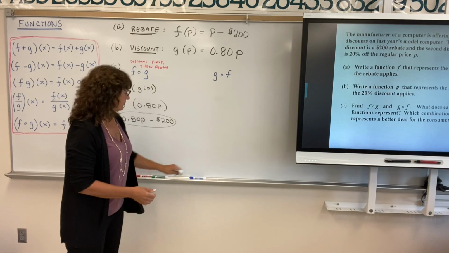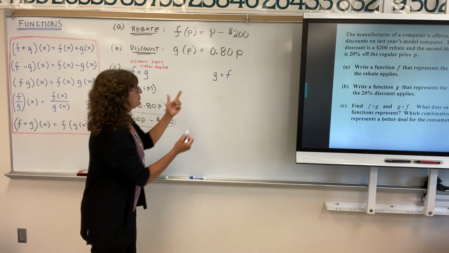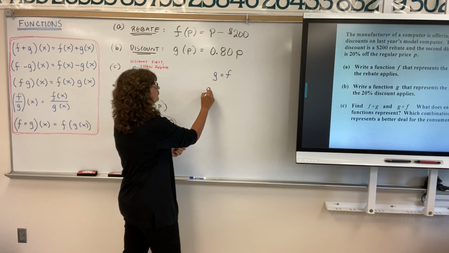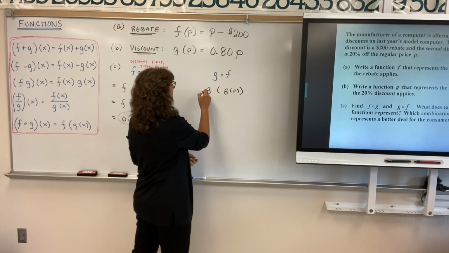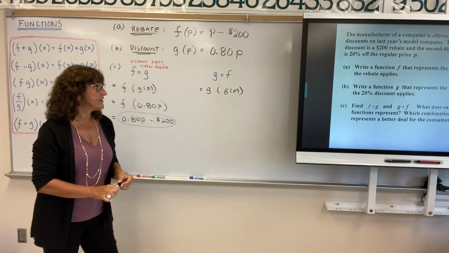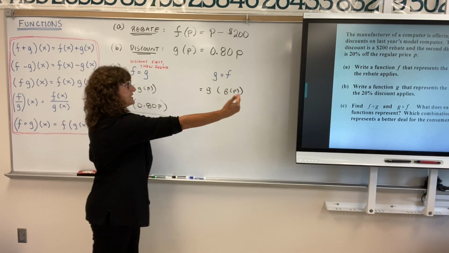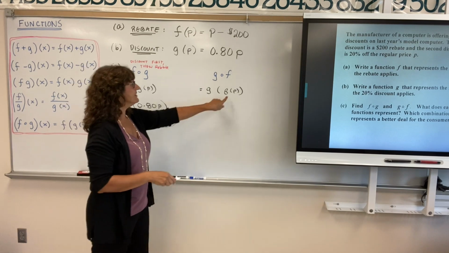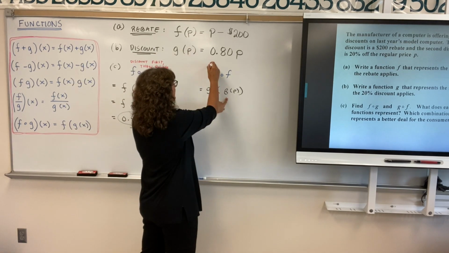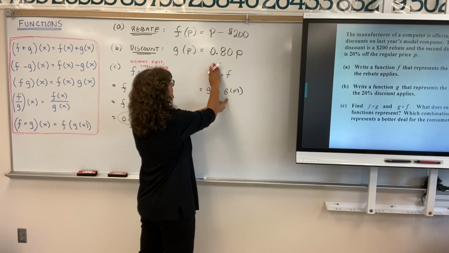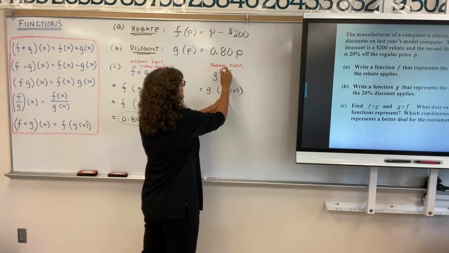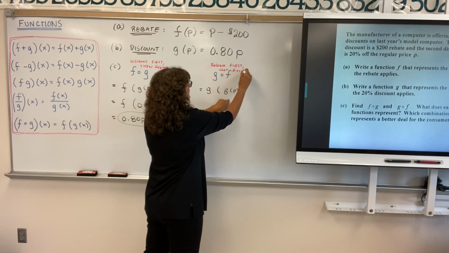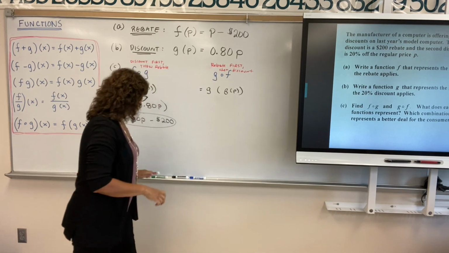What if it's the other way around? What if they want you to do G composition with F? This means G of F of P. By definition, we work from the inside to the outside. The inside is the F function, so this one is applying the rebate first. So this is rebate first, then discount, just so we can see which one is going to save us some money.